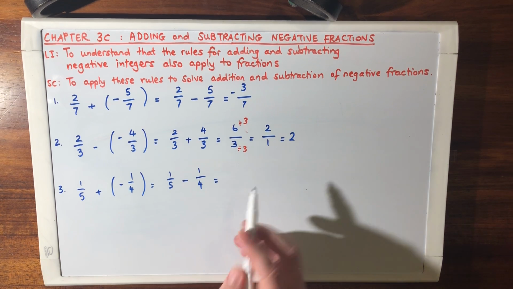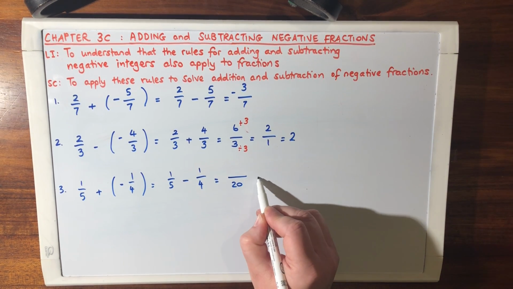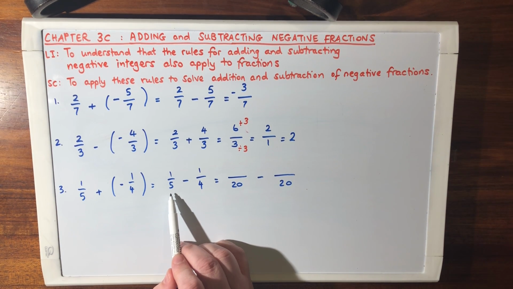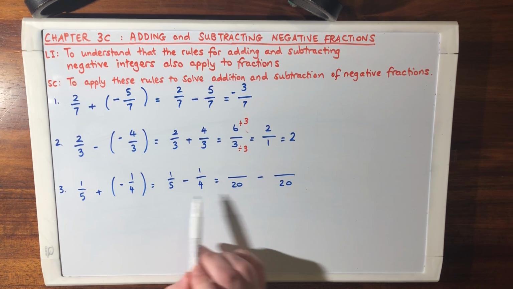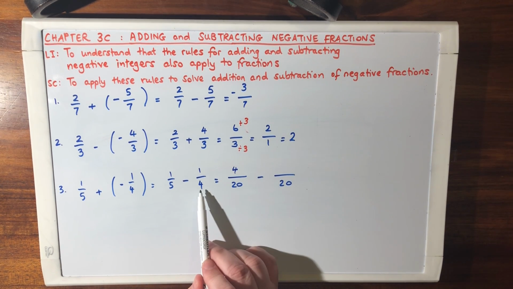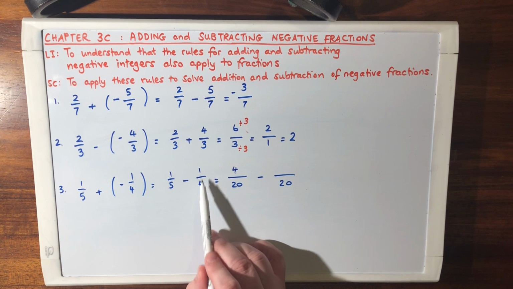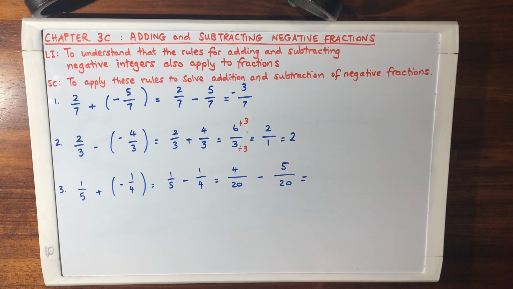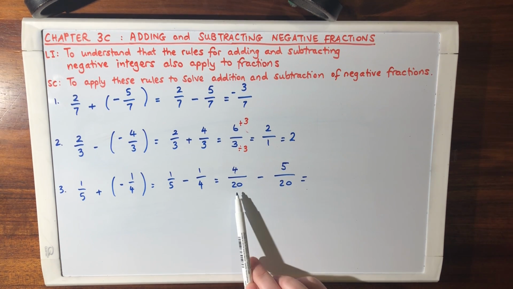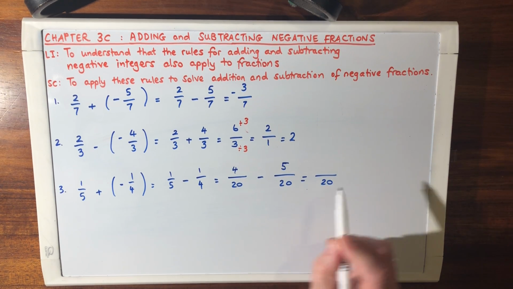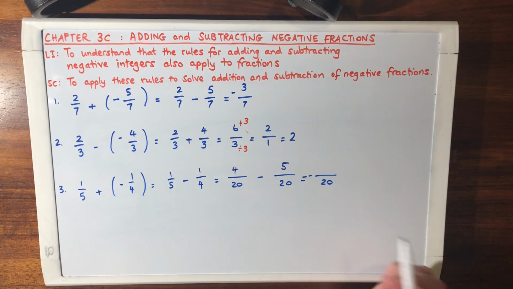So 5 times 4 would give me 20. Take away 4 times 5, 20. But whatever we do to the bottom, we must do to the top. So if I've multiplied 5 by 4 to get 20, I need to multiply 1 by 4 to get 4. And then the 4 times 5 equals 20, and 1 times 5 equals 5. Okay. Now it's a simple 4/20 take away 5/20. 4 take away 5 we know is a negative number, so it's going to be -1/20.